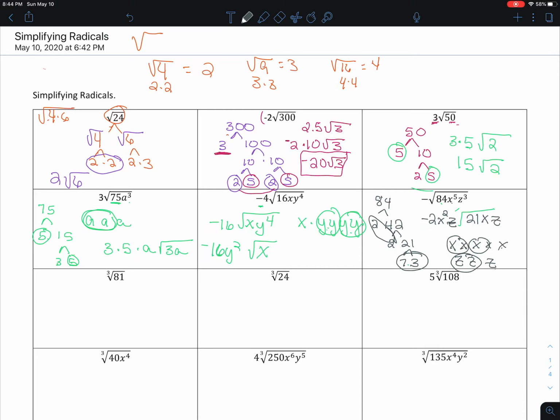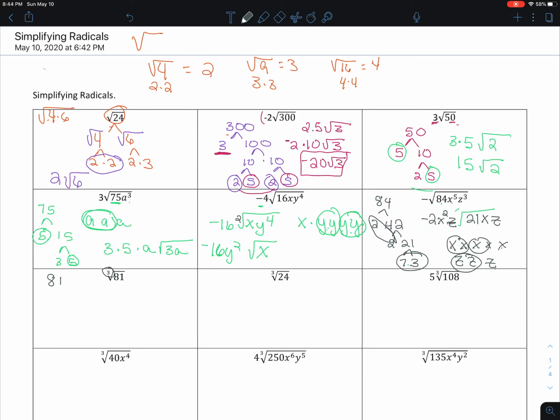And now we're going to move on. Notice in these before there was no index here. And remember in last unit we talked about how if there's no index, that index is understood to be 2. So we had to have a pair in order to go out. Now because my index is 3, we have to have 3 of a kind in order to go out.